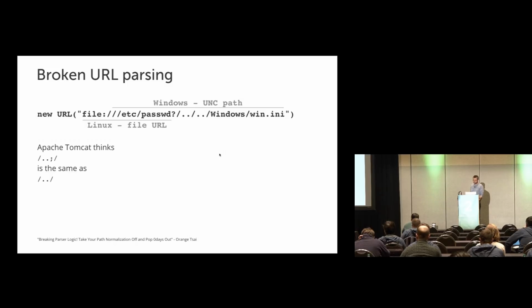And of course, there's Apache Tomcat, which is quite common in the Java world, which for some reason lets you specify /..; with a semicolon, and it would treat that as /.. because why not? So you could use this to do path traversal and get access to things that you're not supposed to be able to access.